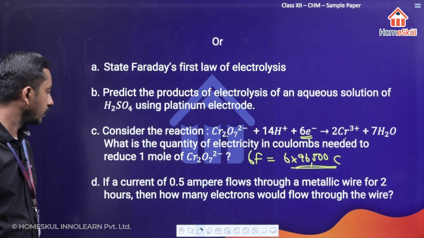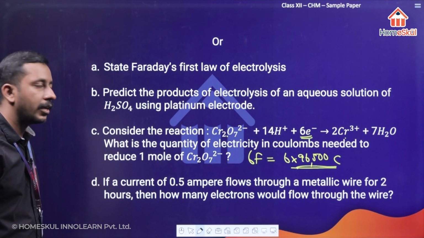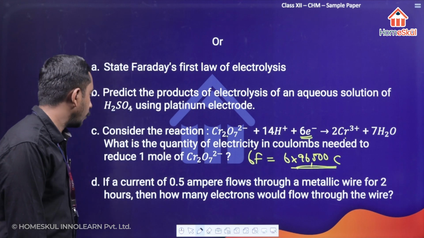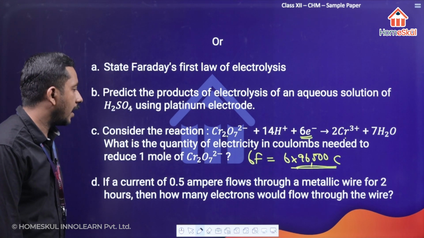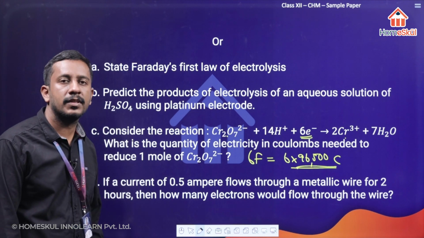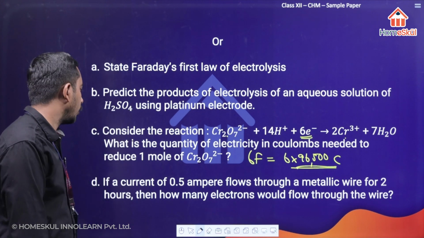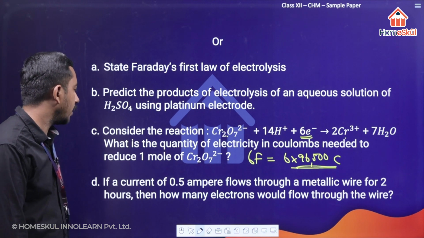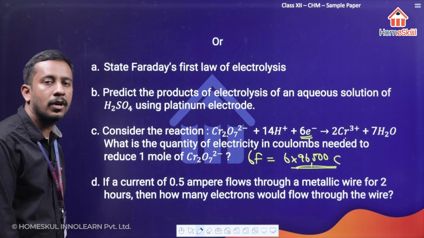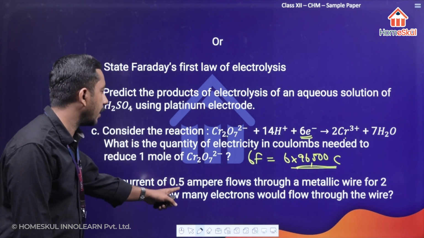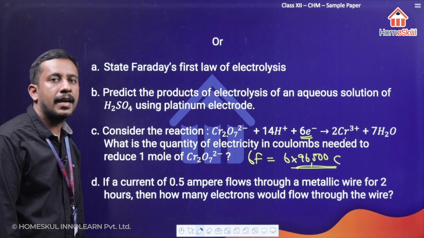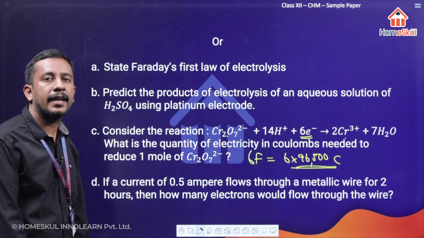Right. Now the last question, that's a numerical question. If a current of 0.5 ampere flows through a metallic wire for 2 hours, then how many electrons would flow through the wire? We have to find the number of electrons that would flow through the wire during that particular amount of time. So we have been given the amount of current, that is 0.5 ampere, and for a time period of 2 hours. So if you multiply the current with the time, we will be getting the total charge that has been passed through that wire during that entire time.